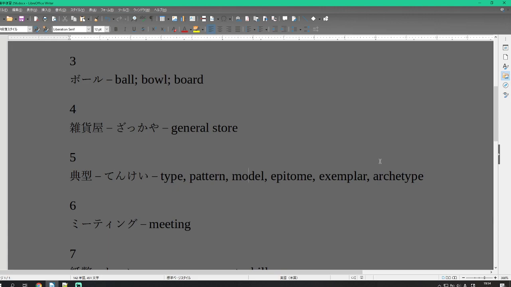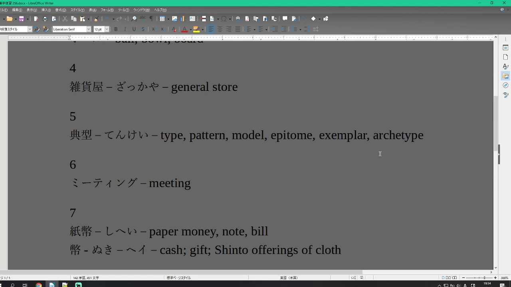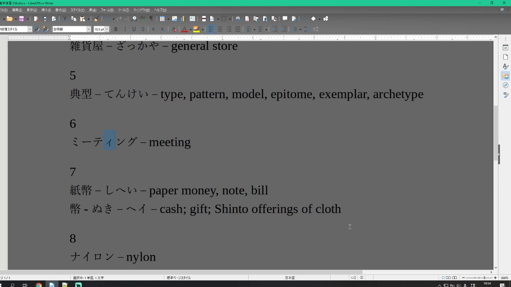Okay. Number six is a meeting. Meeting is a meeting. And I wonder if you don't hear this really said as meeting. It's a little weird to have that T-I sound, that te plus E equals the meeting. Meeting is a meeting.